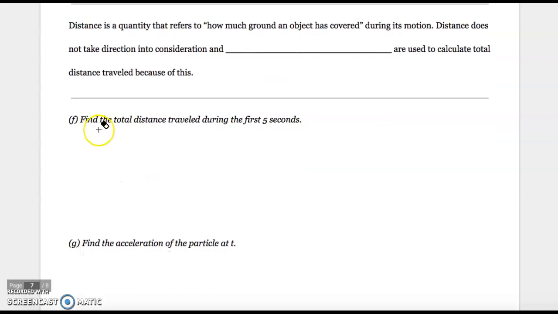All right, and now we'll talk about our distance. Displacement and distance are different. Distance is a quantity that refers to how much ground an object has covered during its motion. So distance does not take into consideration the direction, and absolute values are used to calculate total distance traveled because of this. So it doesn't matter whether or not my position of my particle is negative 4. It still means that my particle traveled 4 meters. Your displacement from your bed in the morning to your bed at night is 0, but your distance traveled could be like 40 miles depending on where you went.